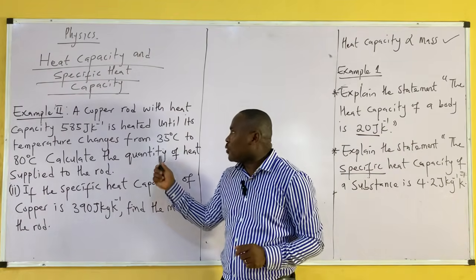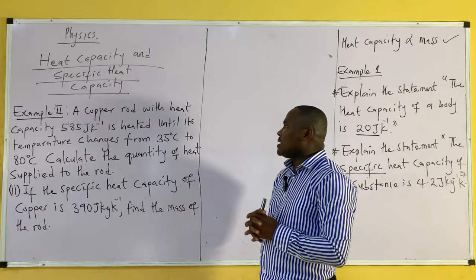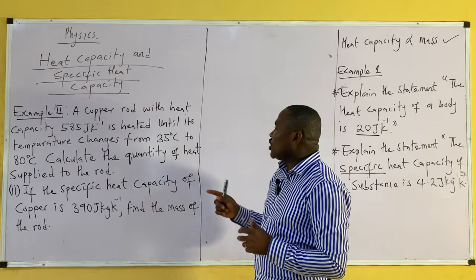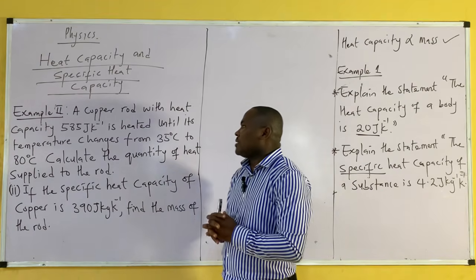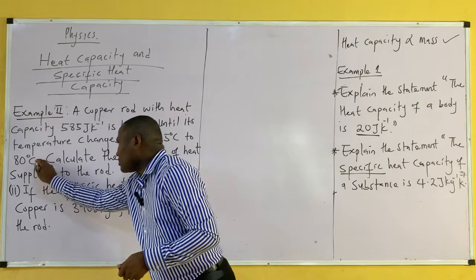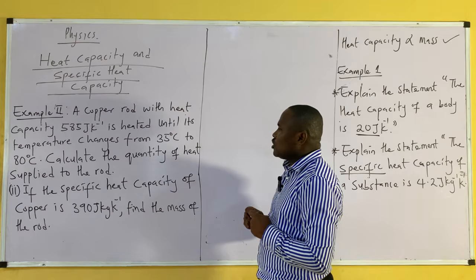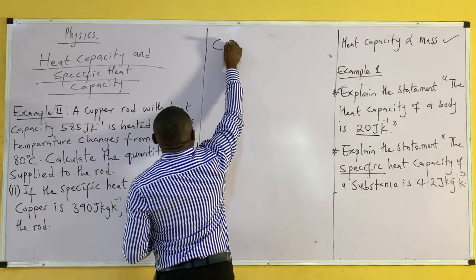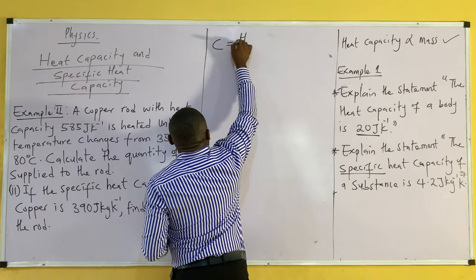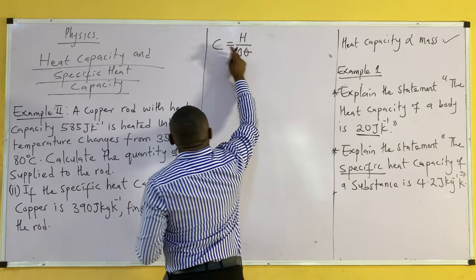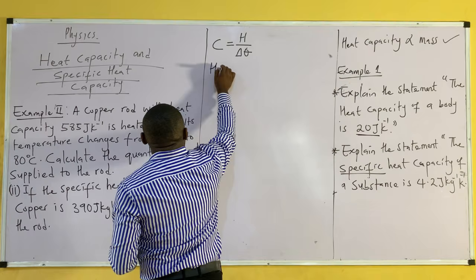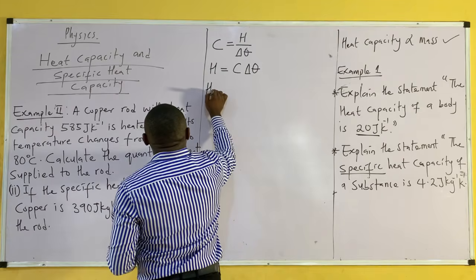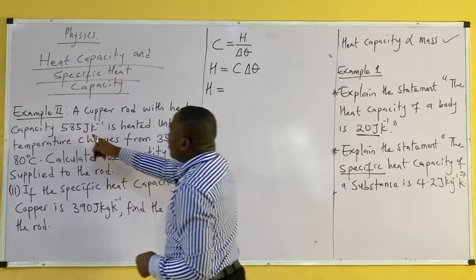Now let's look at another example over here. It says a copper rod with a heat capacity of 585 joules per Kelvin is heated until its temperature changes from 35 degrees Celsius to 80 degrees Celsius. Calculate the quantity of heat supplied to the rod. Now remember, big letter C is equal to quantity of heat over change in temperature. Now, what is our heat? Our heat becomes heat capacity times change in temperature. So quantity of heat will now be equal to, what's our heat capacity?